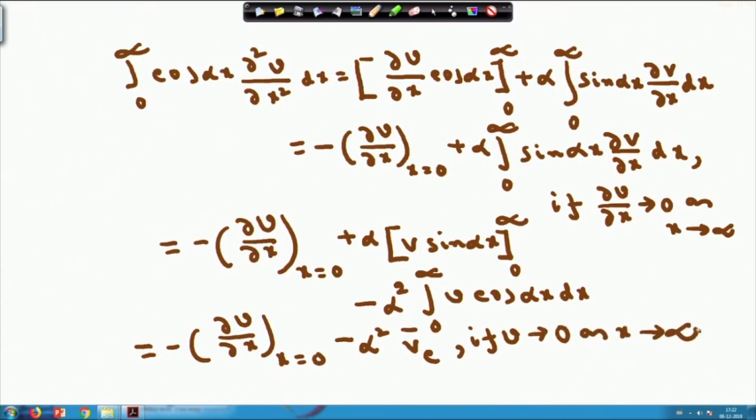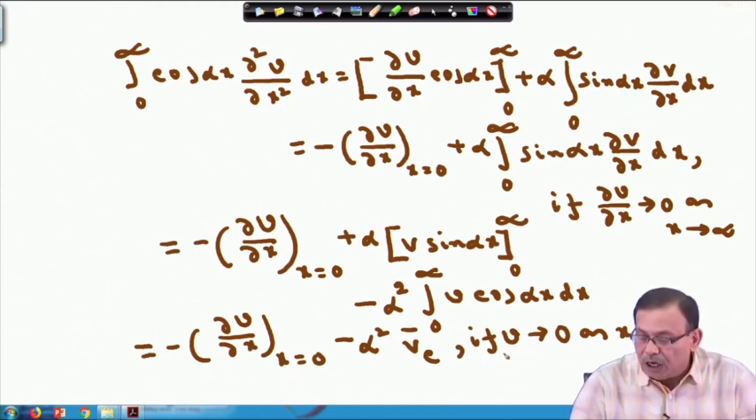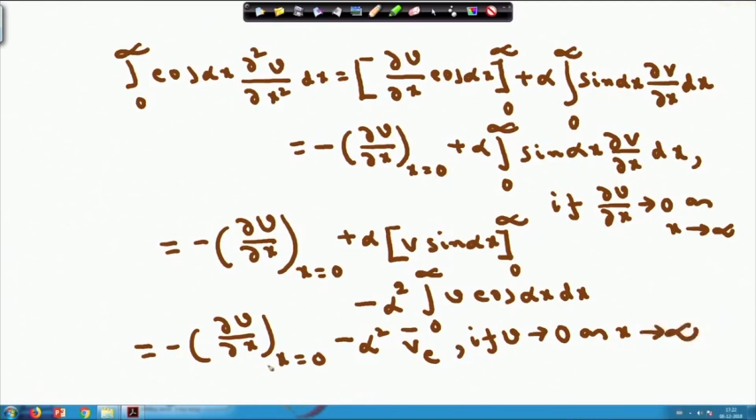Therefore, whenever I want to use the Fourier cosine transform, I have to know that v approaches 0 and del v del x approaches 0 as x approaches infinity. If this condition is not there, then I cannot evaluate this thing. So, whenever you take the Fourier cosine transform of del 2 v del x square, this will be reduced to minus del v del x at x equals 0 minus alpha square into v bar c.